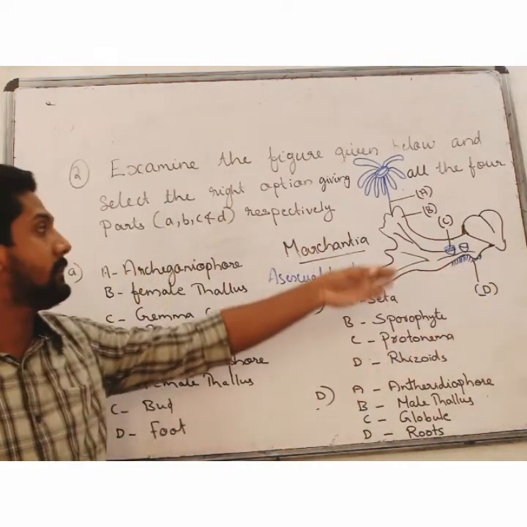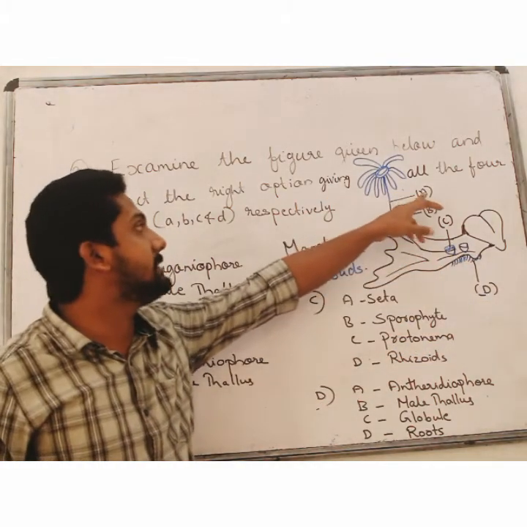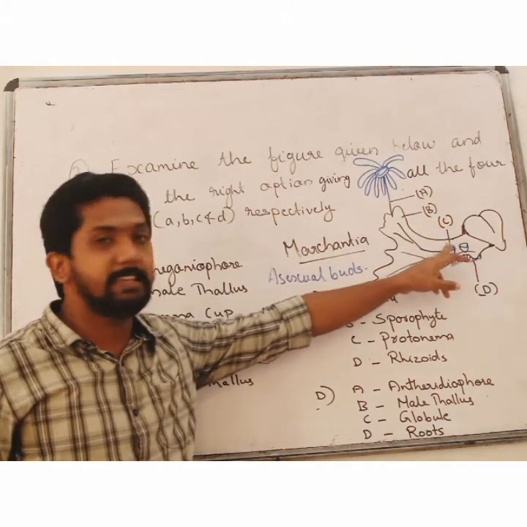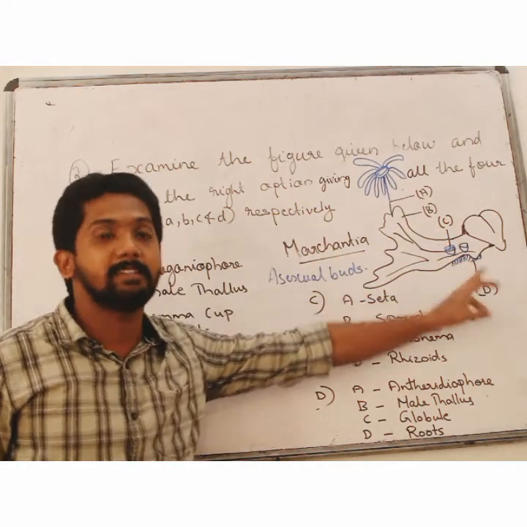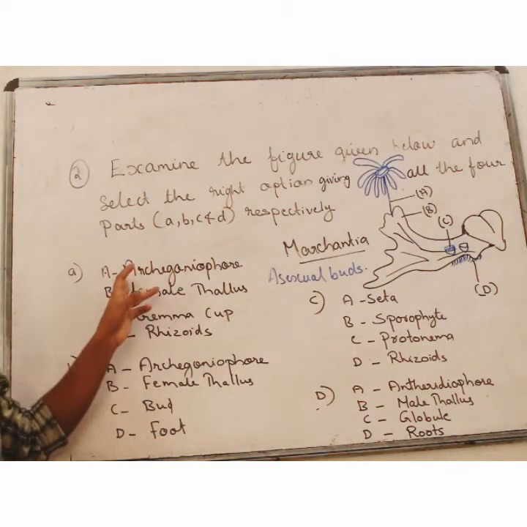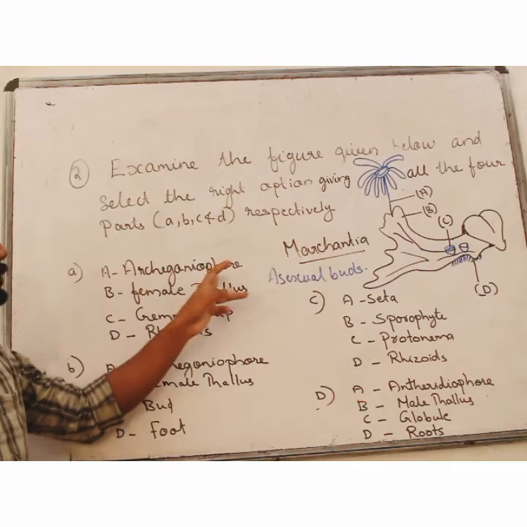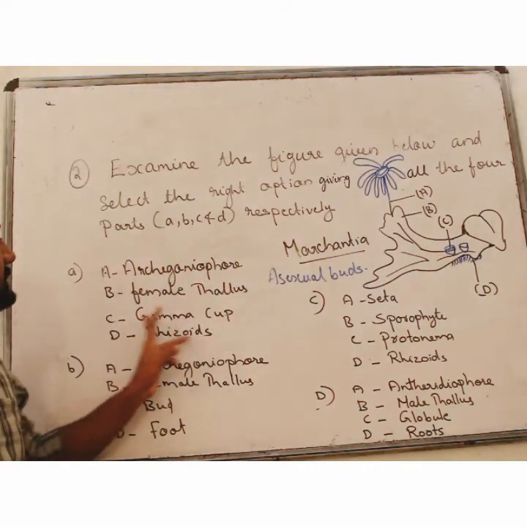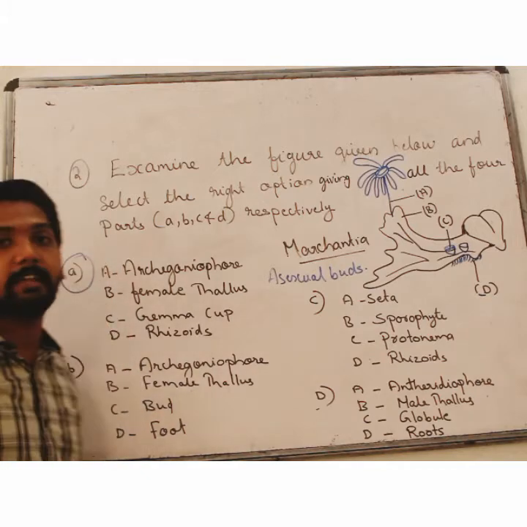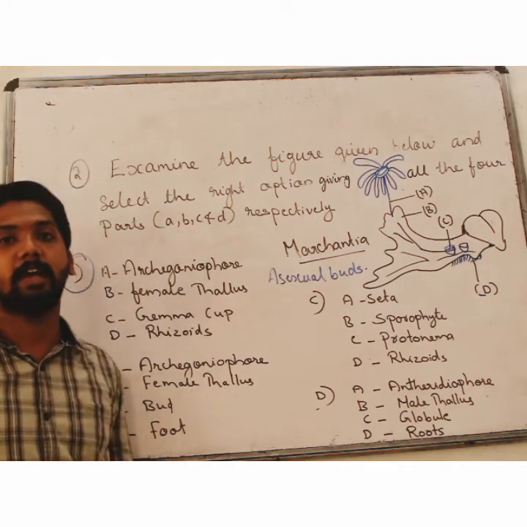And which option says the correct one? Option A is labeled as archegoniophore, B is female thallus, C is the gemma cup, and D is the rhizoid. So looking at option A, it says archegoniophore, B female thallus, C gemma cup, and D rhizoid. For this question, option A is the correct answer. So hope this answered your question.